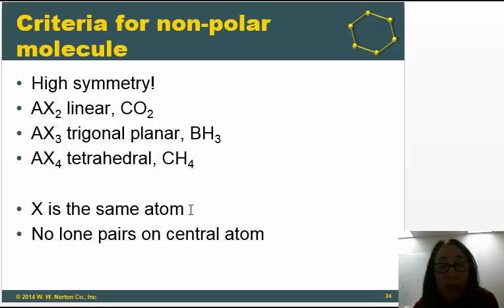So important to consider is that X has to be the same element and there cannot be any lone pairs on the central atom. If you remember, if we have AX2 and it's linear, there are no lone pairs in the central atom. AX3 trigonal planar, no lone pairs in the central atom. AX4 tetrahedral, no lone pairs in the central atom.